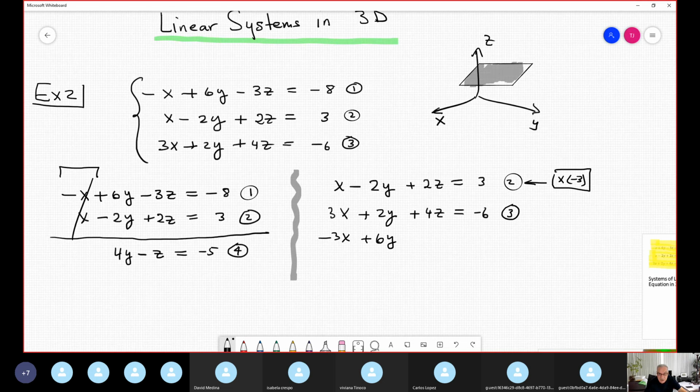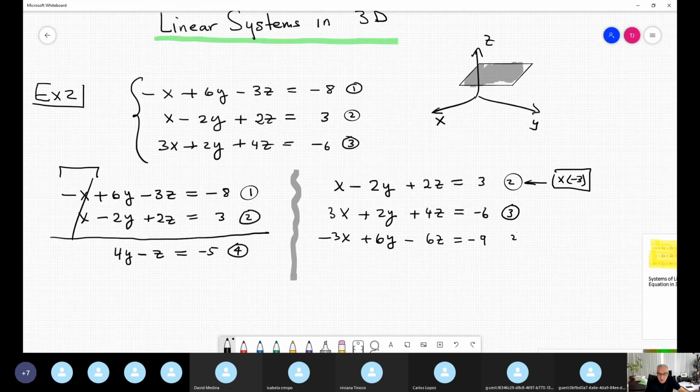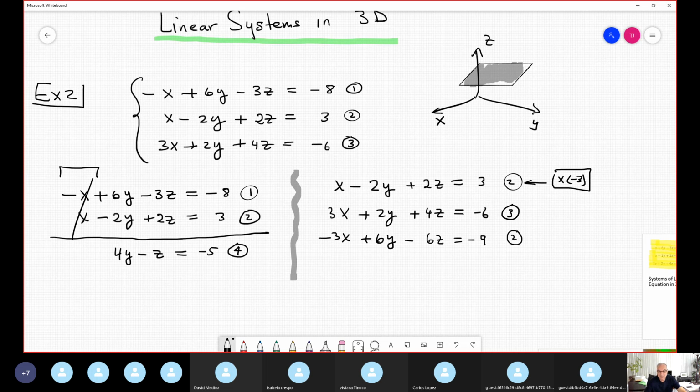We have -6z equal -9. This is my equation 2 again. They are linearly dependent, so they are not different, but they're ready for elimination. Cancel out the x, gets the same variable of these. Look, and we have 4y minus 2z equal -15. And this is my famous equation 5.